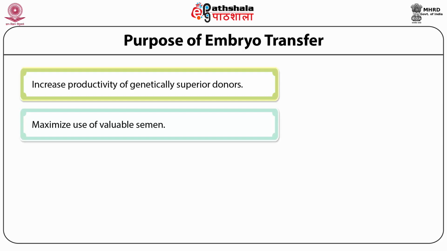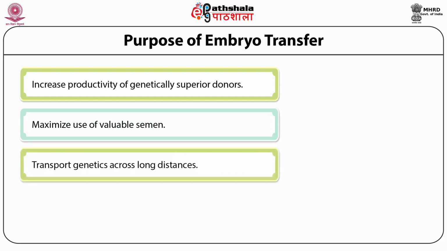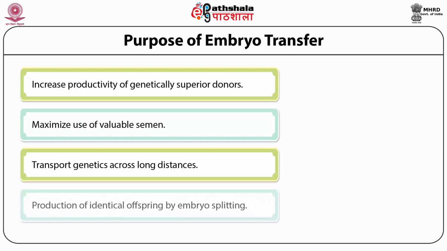The third important advantage is transport of embryos across long distances. It may be impractical to transport the animals across long distances, but embryos can be easily transported to long distances in the frozen condition. And last is production of identical offspring. By means of embryo splitting, many offspring can be obtained from a single embryo.